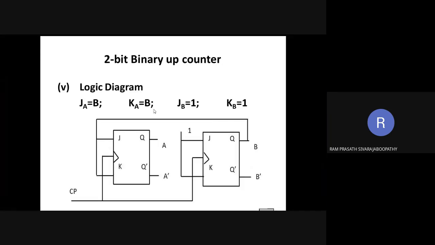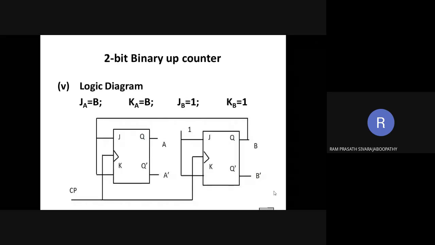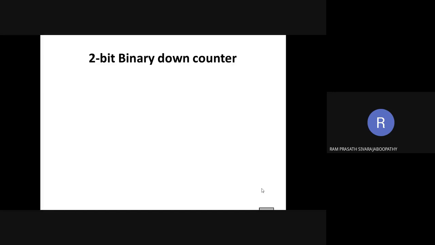We'll go to the next type of counter design. For the 2-bit up counter, what else could there be? For a 2-bit up counter, what else could there be? Up means we are incrementing. What about the other thing? Very good, Jeevita. Down counter. Very good. So a 2-bit binary down counter.